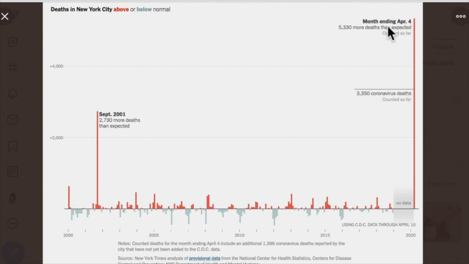So this whole total is 5,330. We know that 3,350 of them are as a result of coronavirus. But this huge amount right here looks a little bit smaller than September 11th, 2001, but massively larger than all of these other years. And we know that not everybody who is experiencing symptoms is being hospitalized.